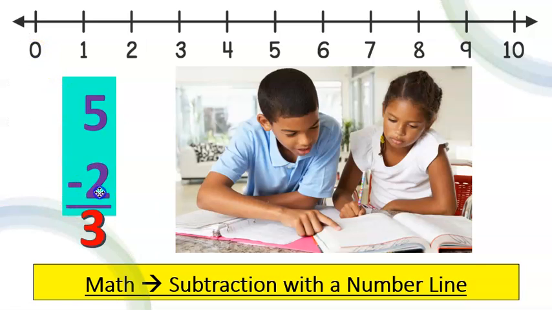3. So let's get 3 and insert 3 at the bottom there. So we have 5 minus 2 equals 3. Let's read it again. 5 minus 2 equals 3. Because we start at 5, we have to jump back 2 numbers, and our answer is 3. Okay? Now, let's keep going, boys and girls.